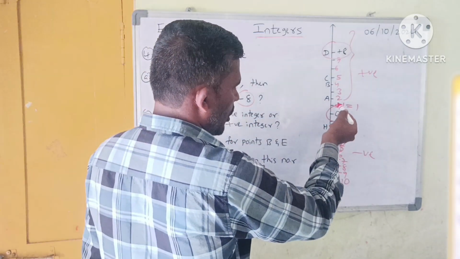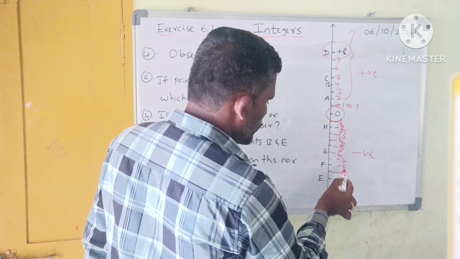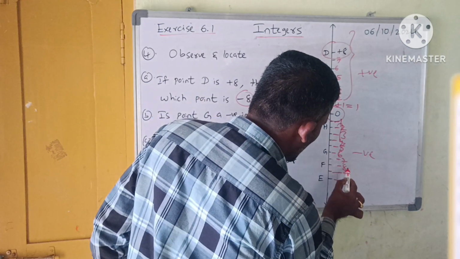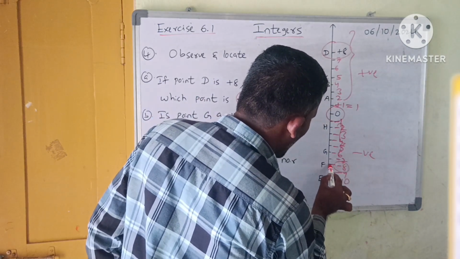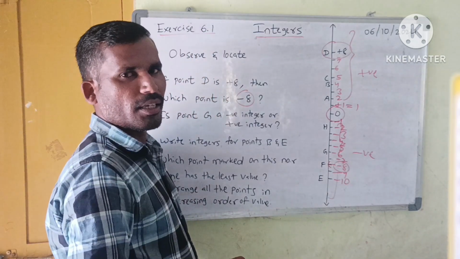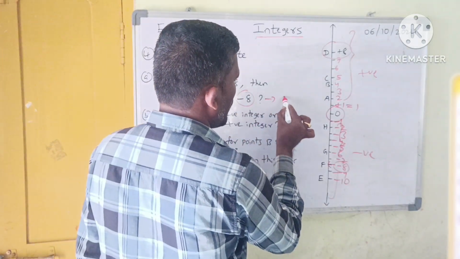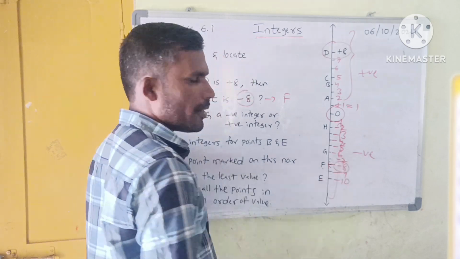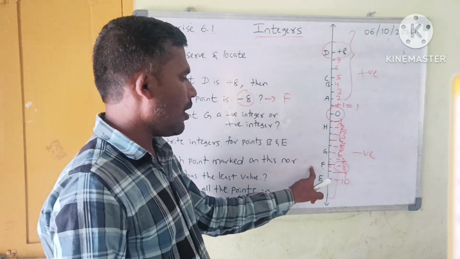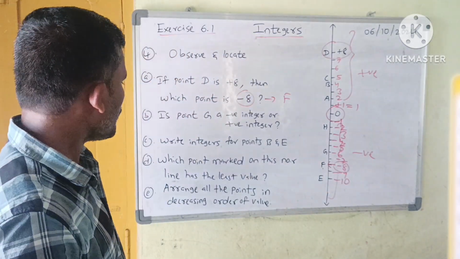So a negative integer is automatically below the origin. So below the origin, what do we have here? Here we have minus 8. So minus 8 is representing F. Therefore, the point at minus 8 is nothing but the alphabet F. F is for minus 8.